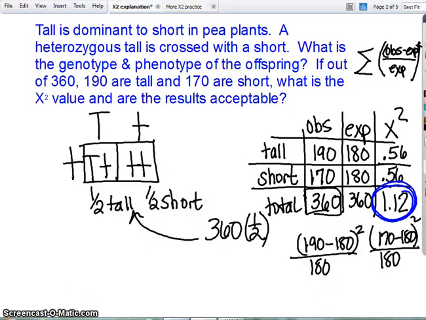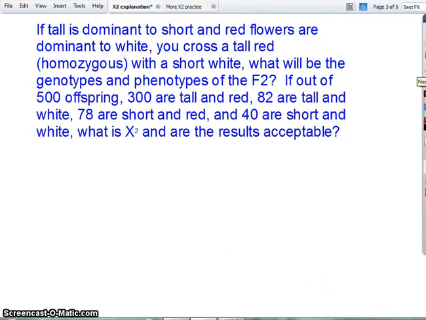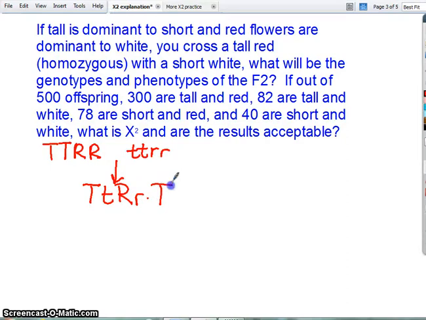So let's try one more genetics problem. This one's a little harder. Tall is dominant to short, red is dominant to white. You cross a tall red with a short white, and they want to know the genotypes and phenotypes of the F2. So we're going to work this out really quickly. They want you to cross basically a tall red with a short white. The F1, hopefully you don't need a Punnett square for that, is going to be this. And then they want you to cross two of those.